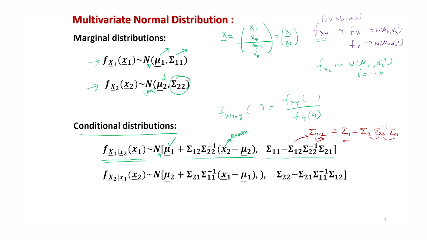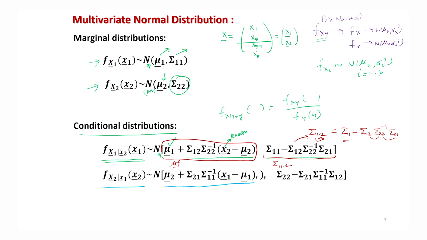But you can see that this new mean vector can be called mu1 star, and the covariance matrix is already renamed as sigma 1 1 dot 2. So, the conditional distribution of the subvector x1 given another subvector x2 is again a multivariate normal distribution with a certain mean vector and a certain covariance matrix. The same thing happens when you consider the conditional distribution of x2 given x1. The mean vector here is mu2 plus sigma 2 1 sigma 1 1 inverse (x1 minus mu1).